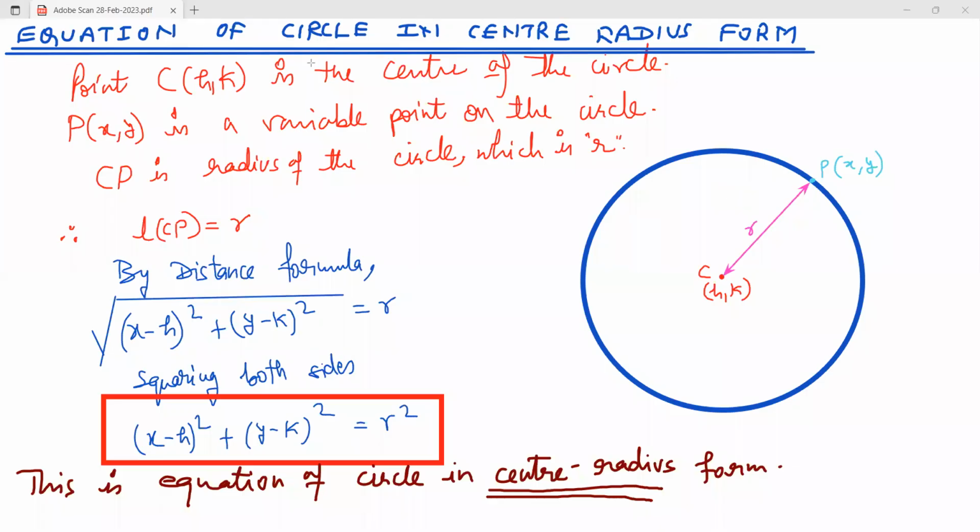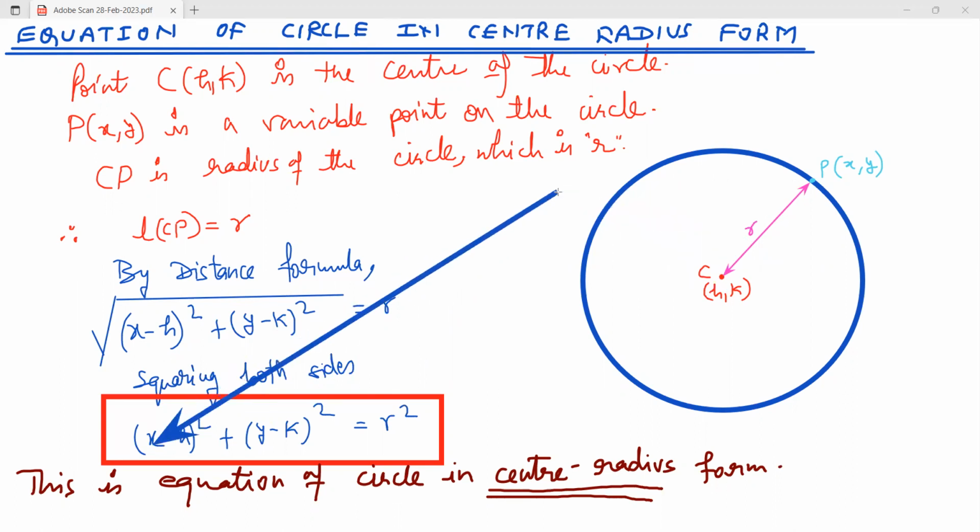So students, this equation that you have here is the equation of the circle in center radius form. (x minus h) square plus (y minus k) square is equal to r square. Now see here. What is h? h is the x coordinate of the center. What is k? k is the y coordinate of the center. And what is r? It is the radius of the circle.